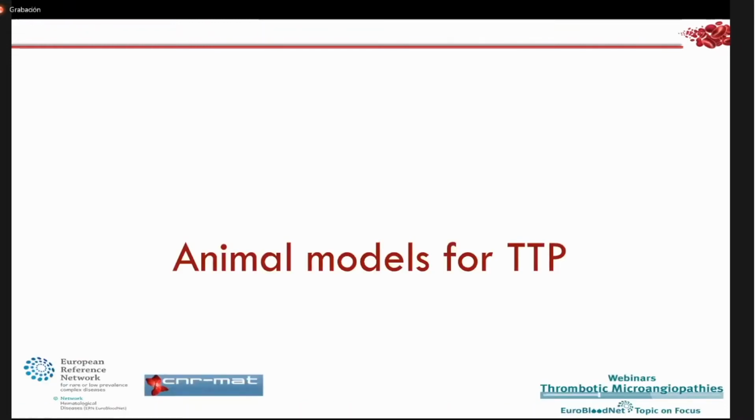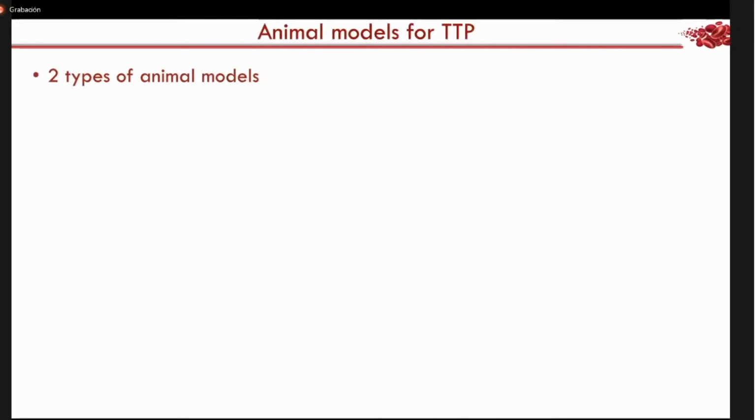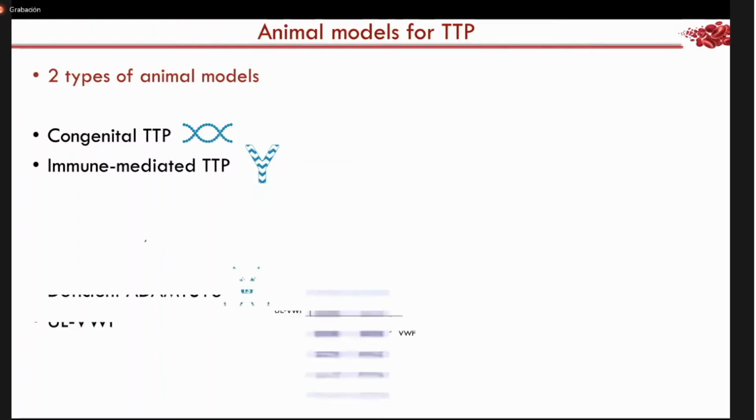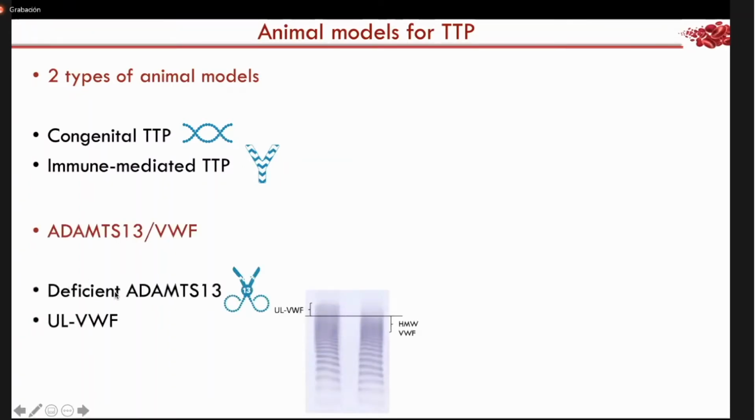So animal models for TTP, what would be an ideal animal model? Of course, we need two types of animal models because we have a congenital form of TTP and we have the immune-mediated form of TTP. If we want an animal model for TTP, obviously ADAMTS13 must be deficient. That is here represented as a broken scissor, which I will use throughout my talk. And if ADAMTS13 is not working, then I just explained that you will find ultra-large VWF multimers in TTP animal models, like you find in TTP patients.